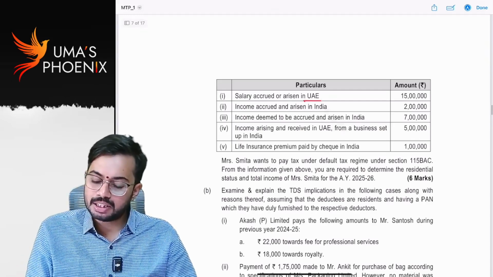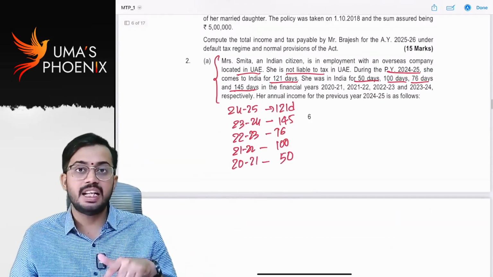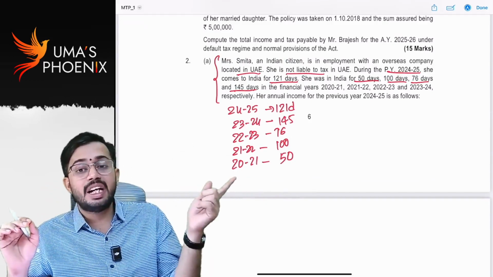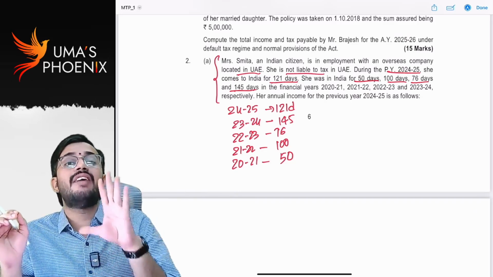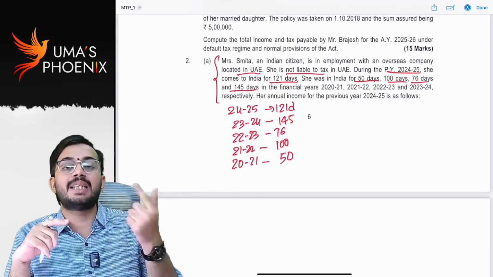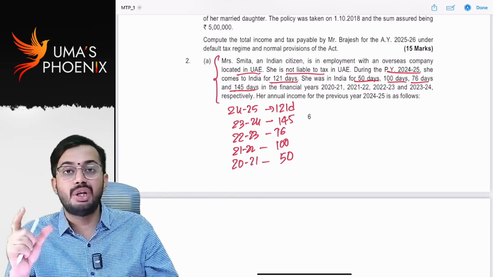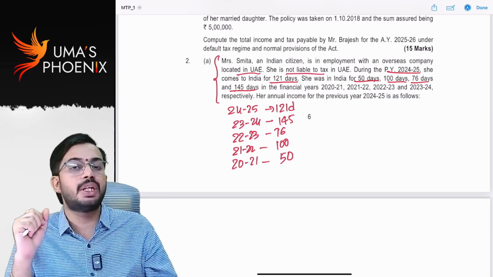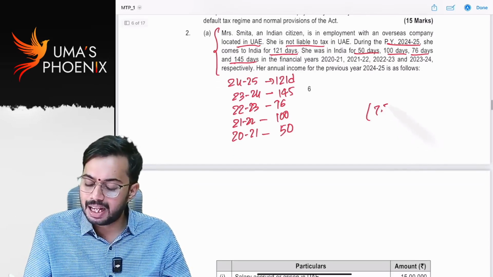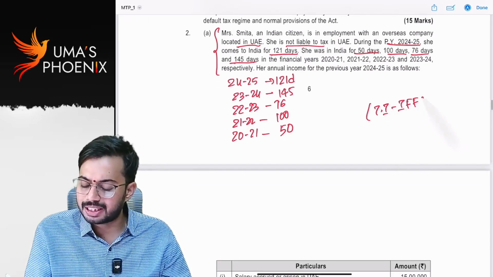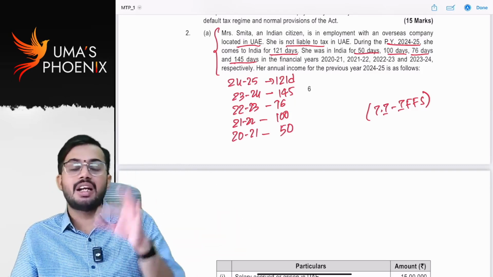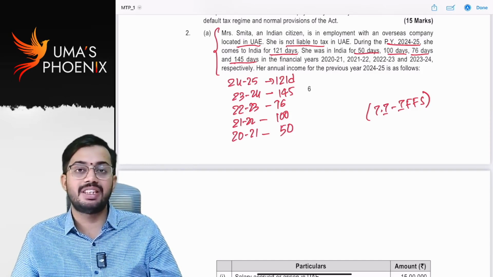Salary accrued and arose in UAE. First of all, she is an Indian citizen, but she is not staying in India. An Indian citizen staying outside India who comes to India on a visit during the previous year falls under the second exception to basic condition 2. If she falls under the second exception to basic condition 2, what will we check? We will check total income minus income from foreign sources. Am I correct?